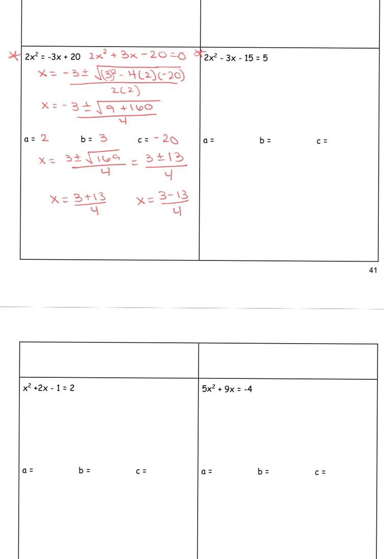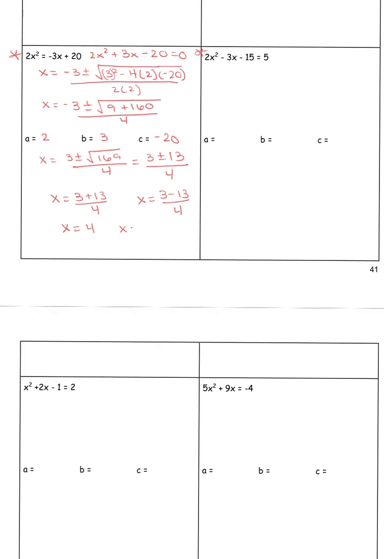So negative 3 plus 13 is 10 divided by 4. We get x is equal to 10 over 4. Negative 3 minus 13 is negative 16 divided by 4. We get x is equal to negative 4. And those are our solutions.